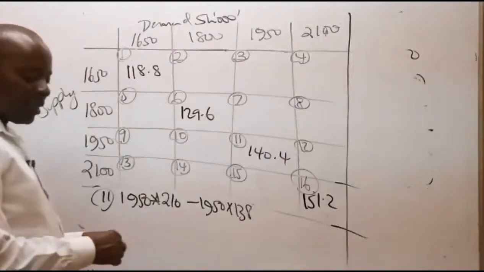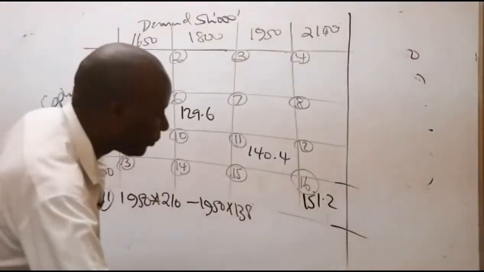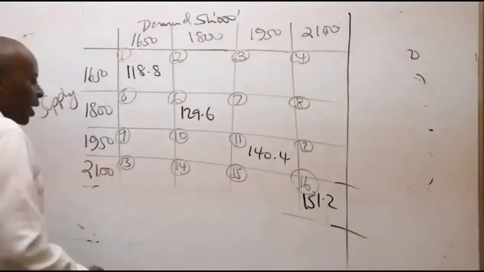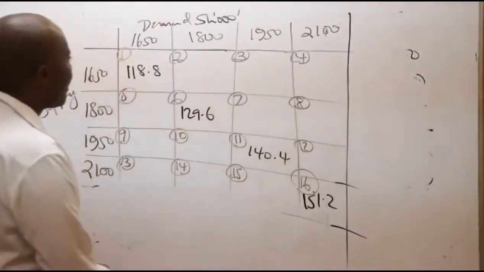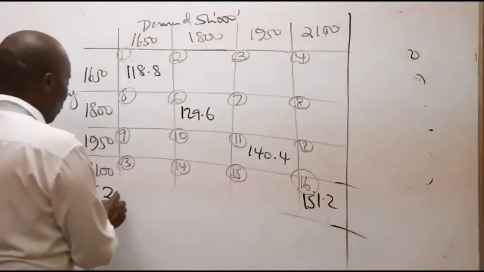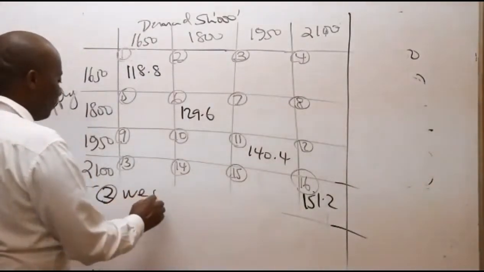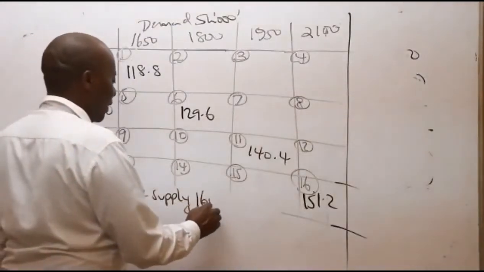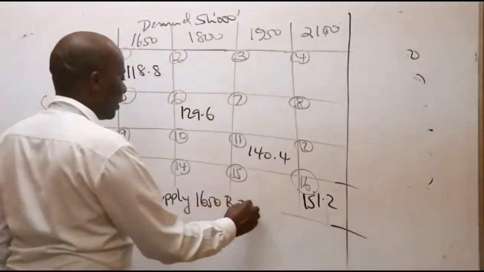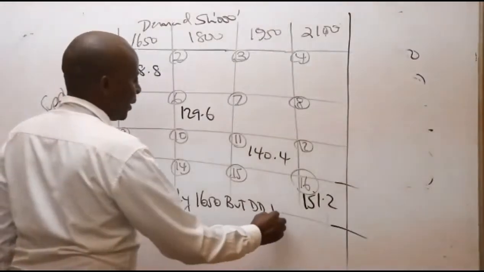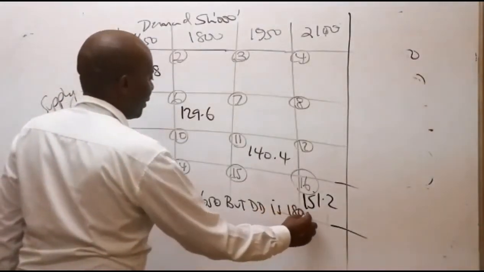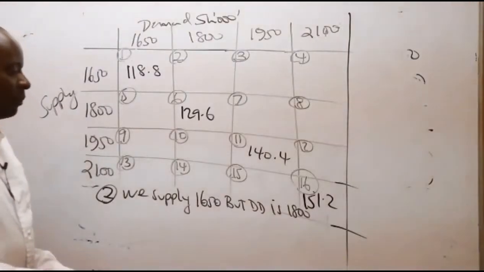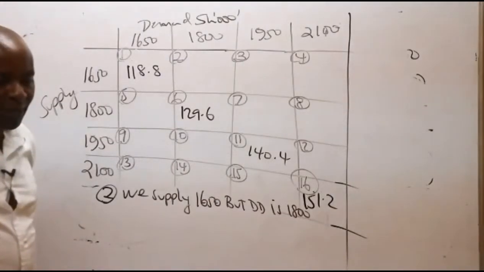Cell number 2, what is happening in cell number 2? So for cell number 2, ladies and gentlemen, we supply 1650, but demand is 1800. So please help me make a decision there.